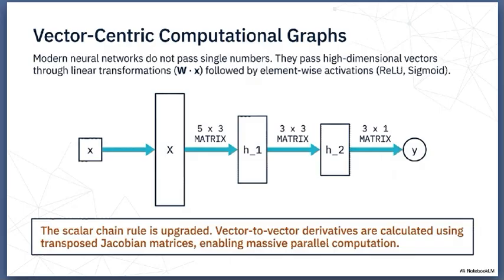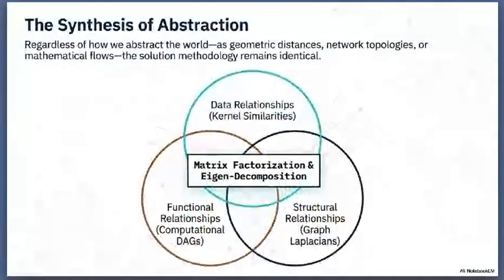We have explored 3 very different domains today. We talked about relational geometry unfolding hidden dimensions with similarity matrices and the kernel trick. We talked about structural topologies, translating physical webs into math with the graph Laplacian to find prestige. And we just talked about functional dependencies, mapping the flow of calculus through a network using Jacobian matrices. Conceptually, they feel like totally different disciplines. On the surface, they appear completely unrelated. But this brings us to the grand synthesis of this entire deep dive.